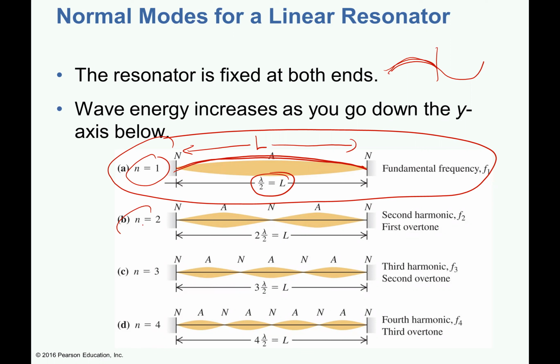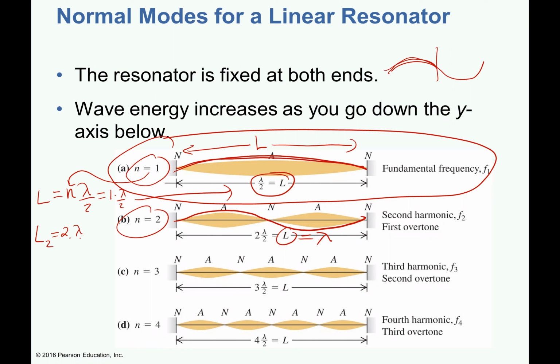But if I'm considering n equals 2, now I have the full shape of the wave. That means L is equal to the wavelength, but the way we write it is L equals n times wavelength over 2. Since n equals 1, you write this as 1 times wavelength over 2, and you get that. When you have 2 antinodes, L equals 2 times wavelength over 2. Those 2 cancel out, and you have the wavelength. That means you have 1 full wavelength when n equals 2.